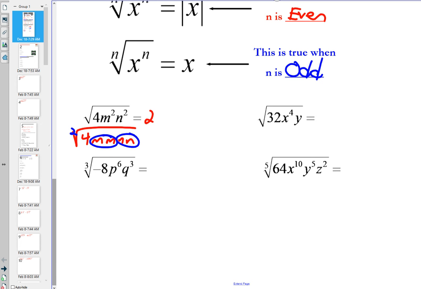So how many n's can come out? How many m's can come out? 1. How many n's can come out? That part we've done before. You do square root, we've done that before. But now here's the new wrinkle. The index was even. The exponents were even. So when you bring them out, you get an absolute value.